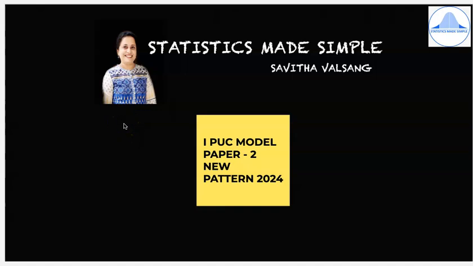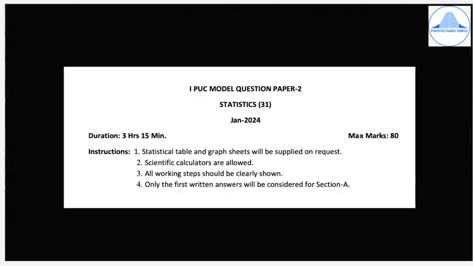In this video, I'll be solving the first PUC Model Paper 2 following the new pattern of the PU board for the year 2024. The first PUC final examination question paper is for 80 marks and the duration of the exam is 3 hours 15 minutes. Following are some of the instructions to be followed.